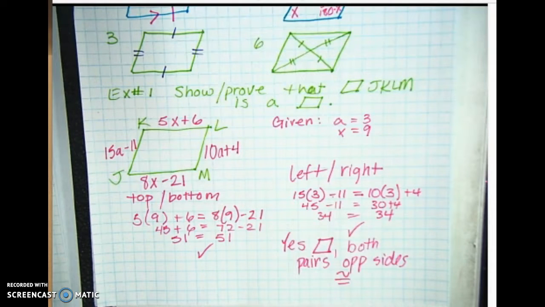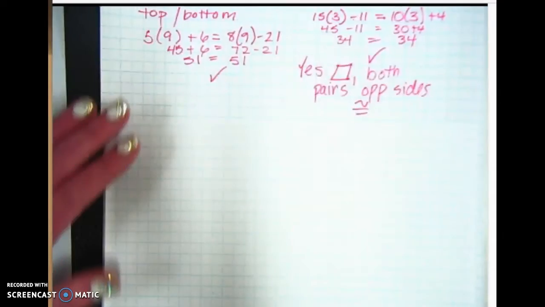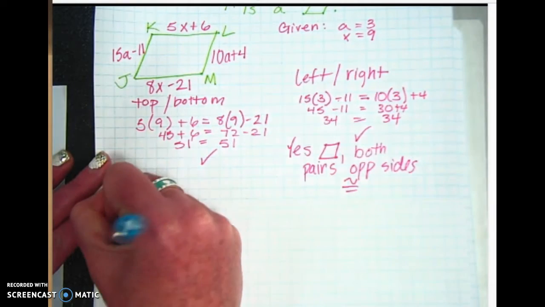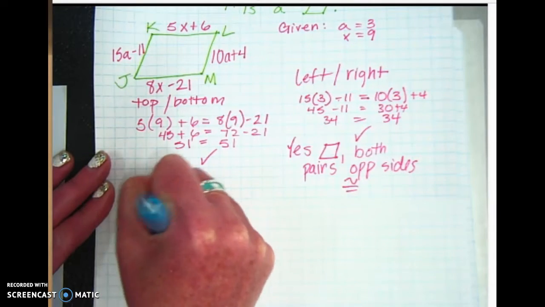There are 6 conditions, so we're not going to go through all 6. Okay? We're just going to do one more example. All right? All right. Example 1 had to do with sides, so example 2 will go inside and look at the angles.